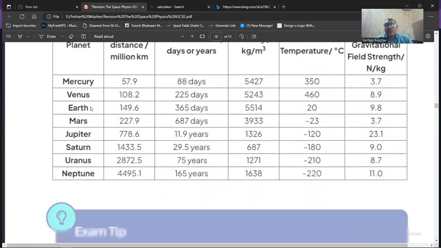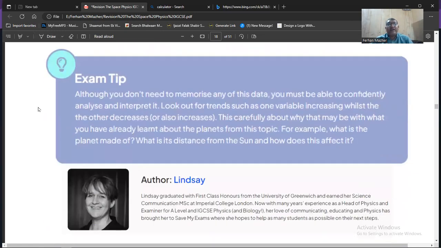So you don't have to remember this data. Exam tip: although you don't need to memorize any of this data, you must be able to confidently analyze and interpret it. Look out for trends, such as one variable increasing while the other decreases, or also increases.